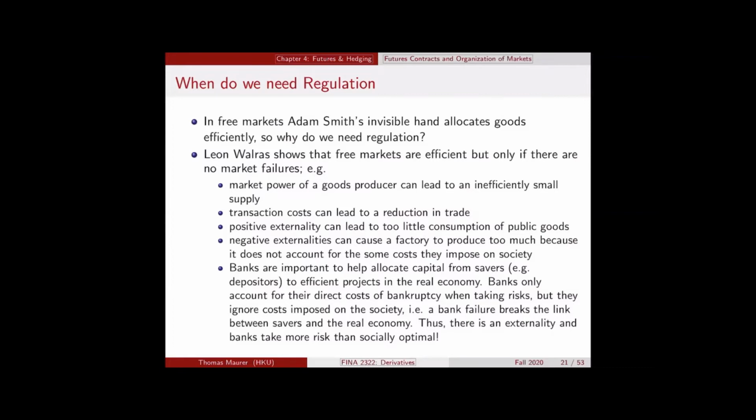And finally, if you think about the banking industry, again going back to that example with the monkey, banks, they don't take into account the cost which they impose on the entire economy if they are in financial distress or in bankruptcy. So that cost, when that link between depositors and real entrepreneurs in the economy is broken, and therefore it is efficient to restrict risk-taking of these banks to restore an efficient amount of risk-taking.